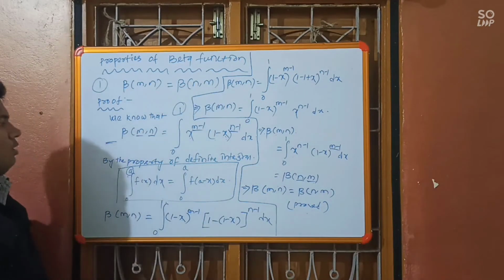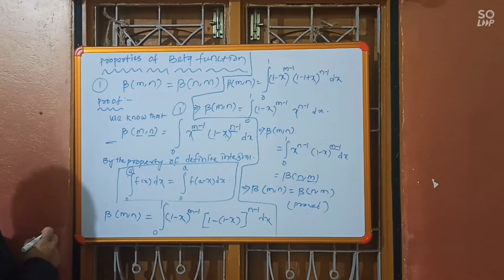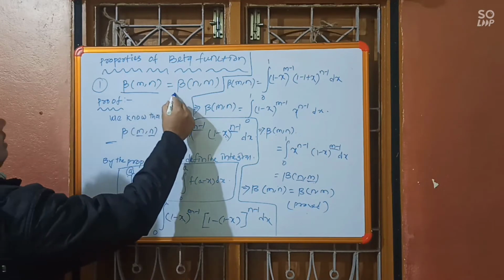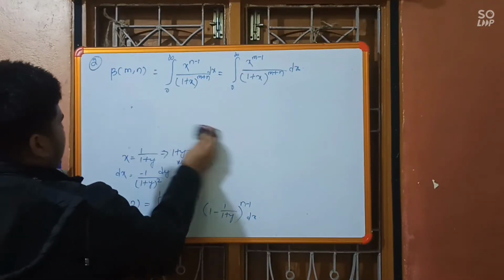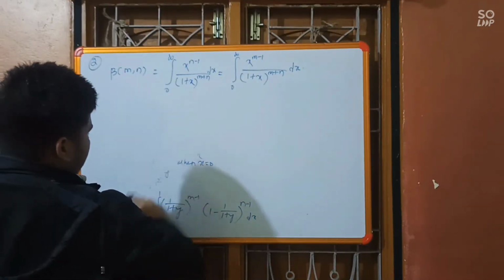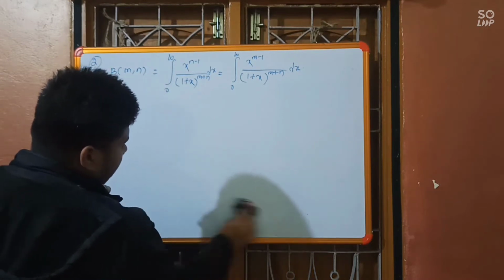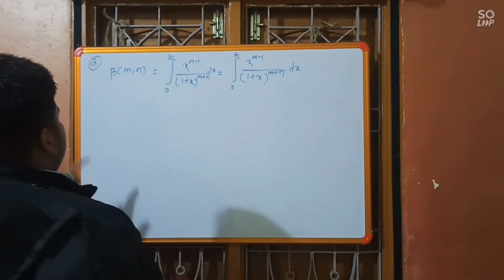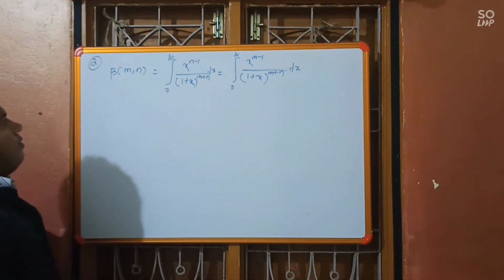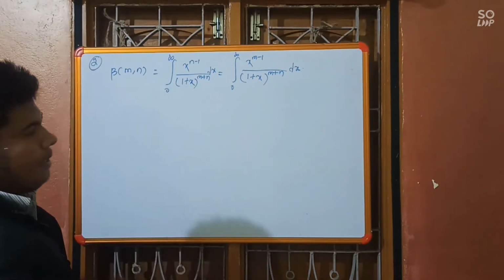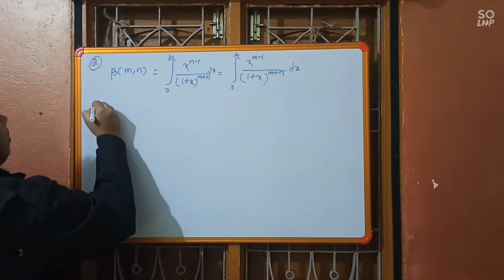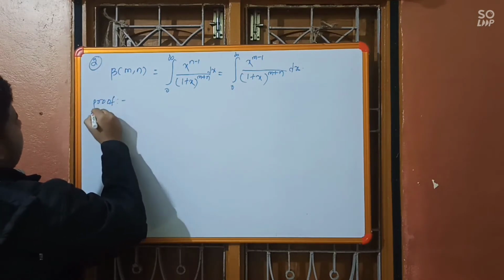So see how we prove the first property of the beta function, that is beta(m,n) is equal to beta(n,m). Okay students, you can take a screenshot of this. Then we will discuss the second property of the beta function. Okay, this is the second property, so see the proof of this second property.